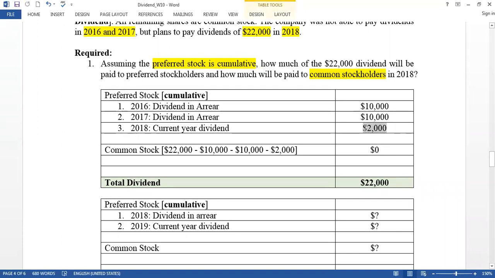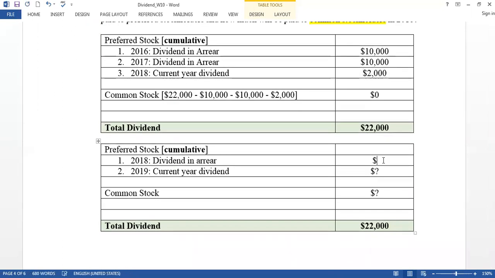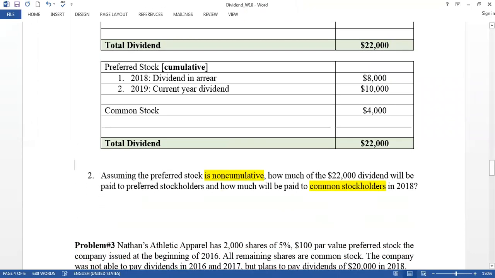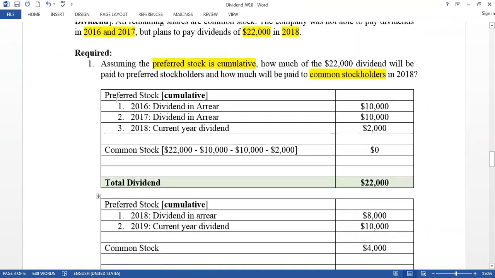So 2018 already paid $2,000. So you are going to receive the remaining unpaid dividend first, right? Then current year dividend, how much? 10,000, right? And what is the common shareholder? 4,000, very good. Yes. You understand? So please read the question very carefully to answer this kind of question. Now look at assumption 2.